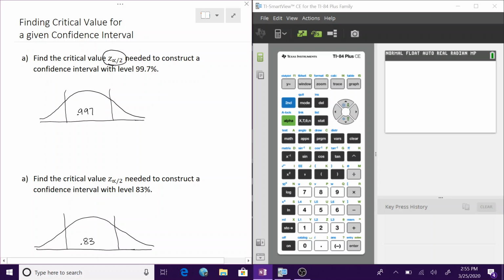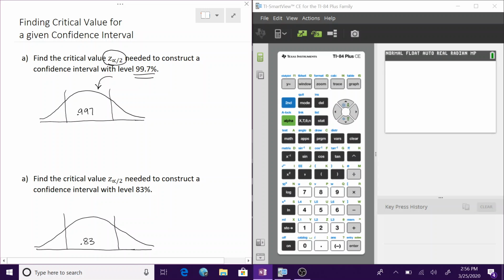So first we need to recognize that we're being asked in our A part to find the critical value Z alpha over 2 needed to construct a confidence interval with level 99.7%. So if you can remember from a couple of chapters ago, we dealt with finding Z-score. So it's similar to finding Z-score. What this level is, is what's in the middle of your graph. So we have a couple of steps that we need to take.